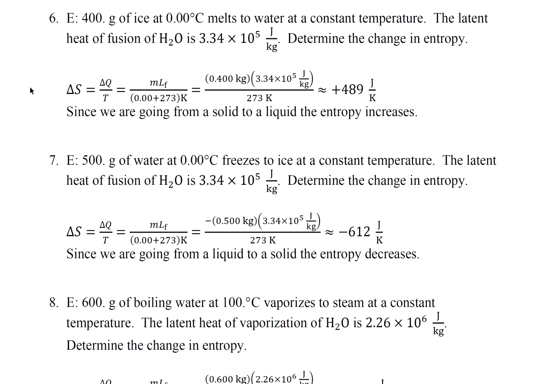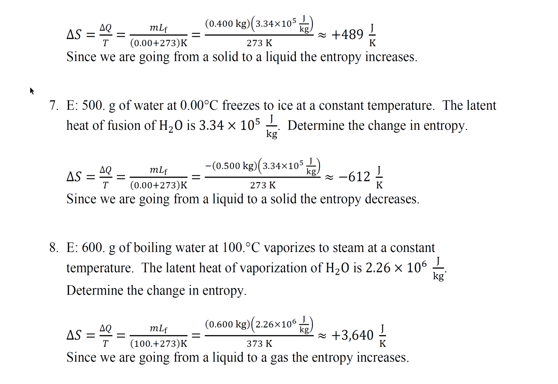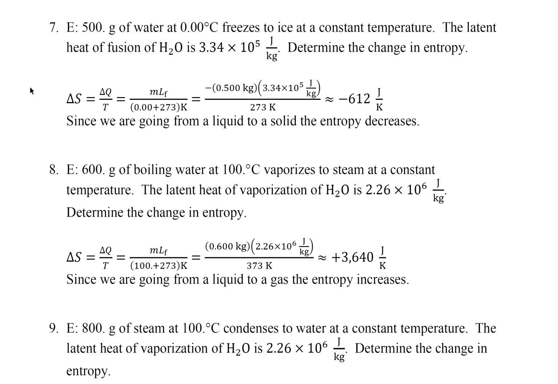Question 7. 500 grams of water at 0 degrees Celsius freezes to ice at a constant temperature. The latent heat of fusion of H2O is 3.34 times 10 to the 5 joules per kilogram. Determine the change in entropy.